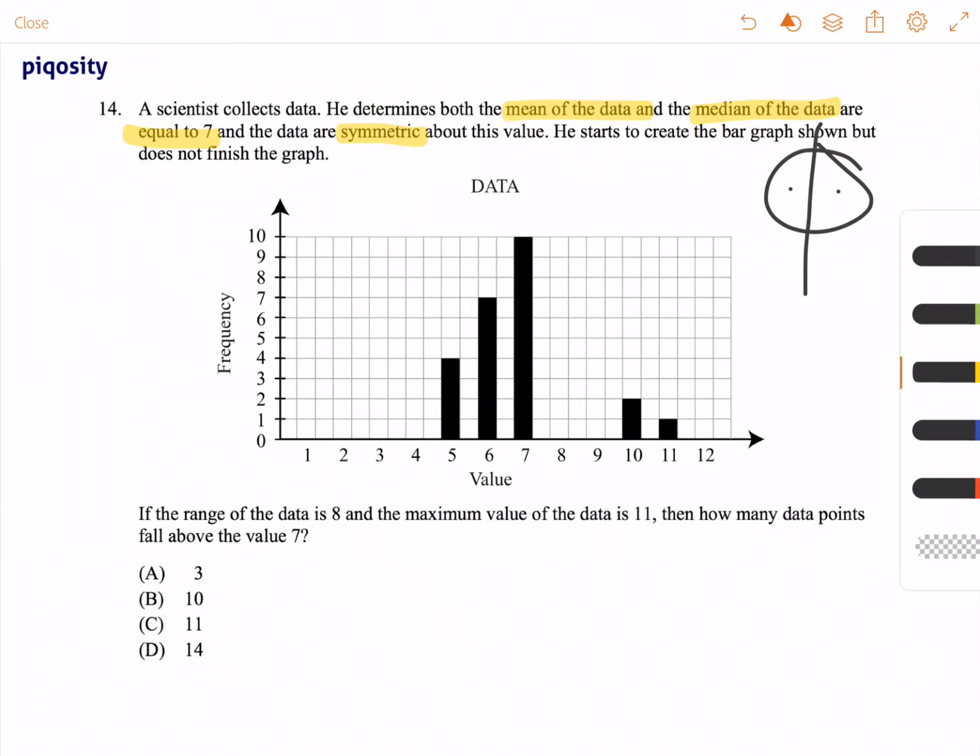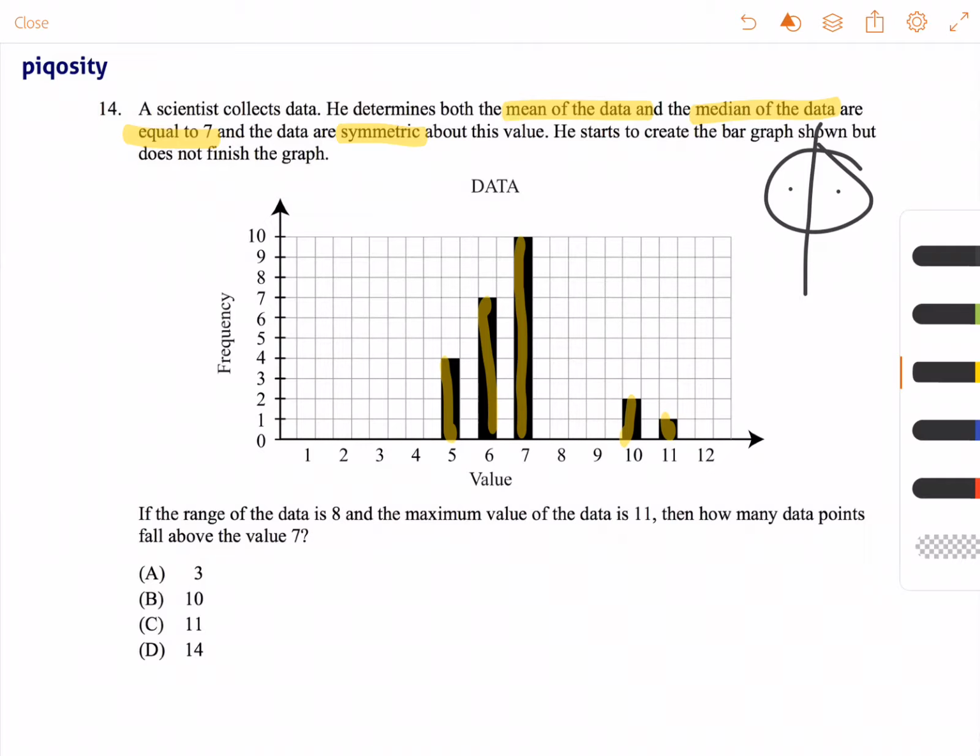So if we look at this data chart, let's start with the median. So we have 7, and that is our median. So this is the middle portion of the graph. You'll see that he has 2 bars on the left with the 5 and the 6. The 5 goes up to a frequency of 4, and the 6 goes up to a frequency of 7. And then on the right-hand side, you have 10, which goes up to a frequency of 2, and 11, which goes up to a frequency of 1.